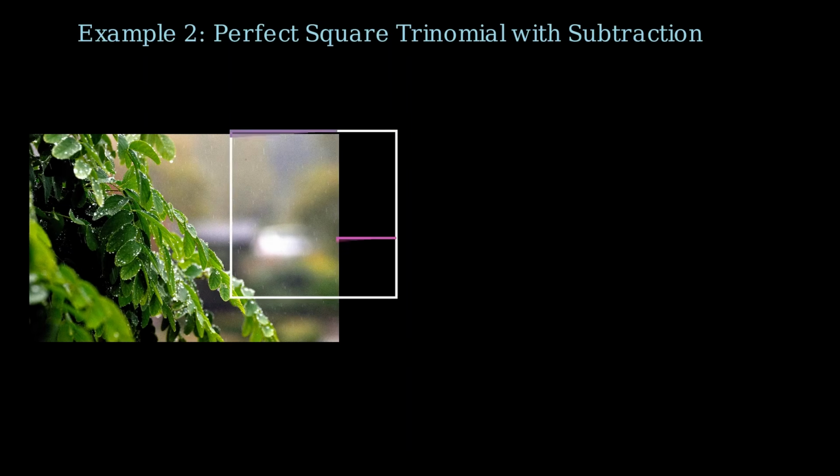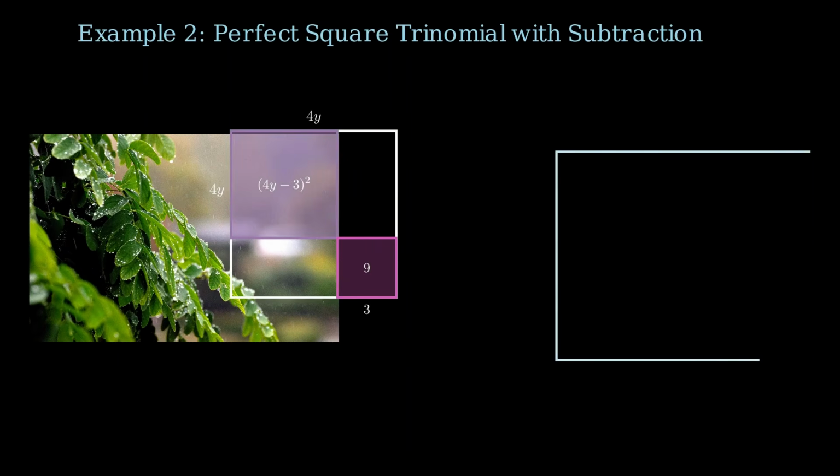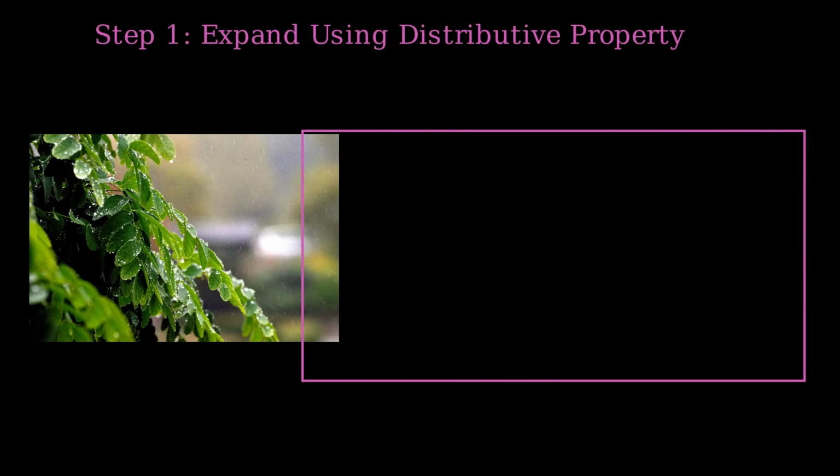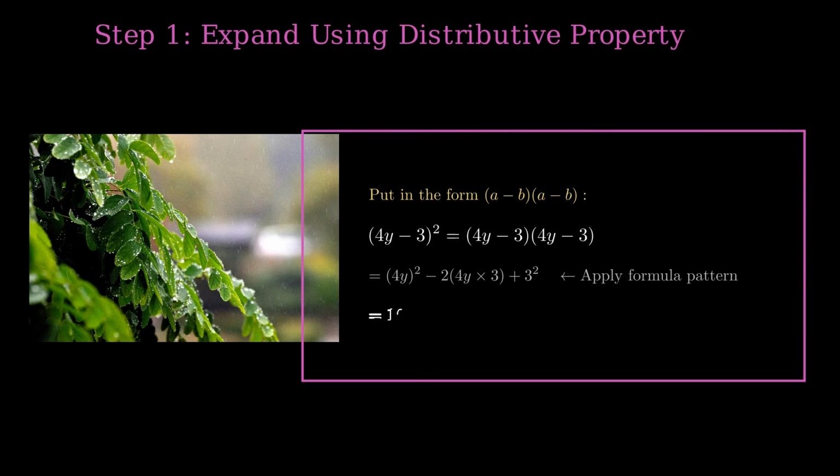Let's solve example 2, focusing on the perfect square trinomial with subtraction. Our new problem asks us to expand and simplify the quantity 4y minus 3 squared. In the diagram, 4y minus 3 squared is exactly the same as the area of the darker inner square. Let's visualize this geometric relationship on the screen. Step 1. Put the expression in the form a minus b times a minus b.